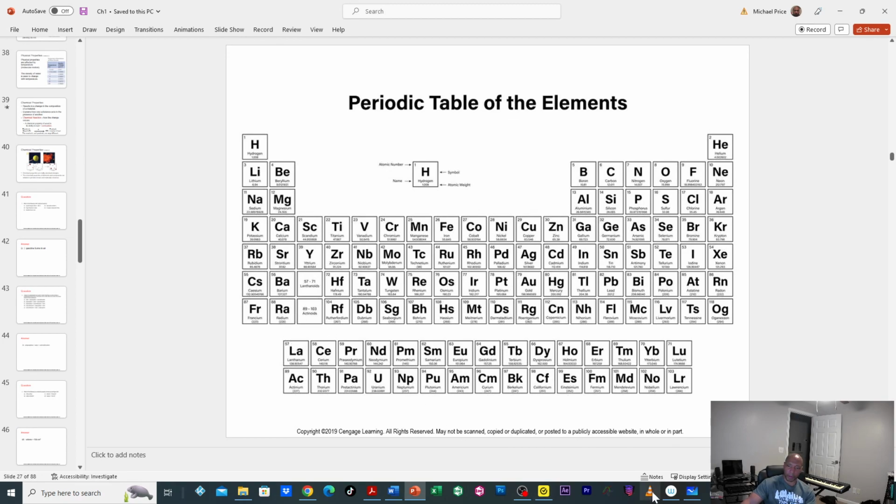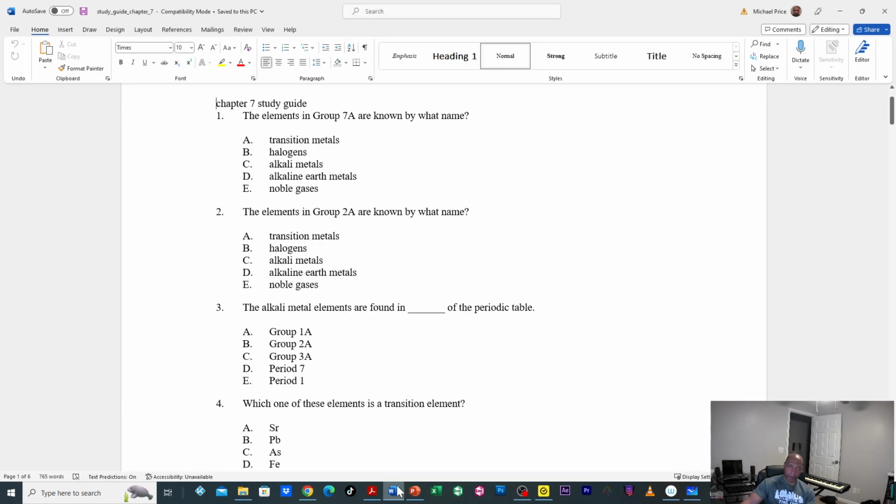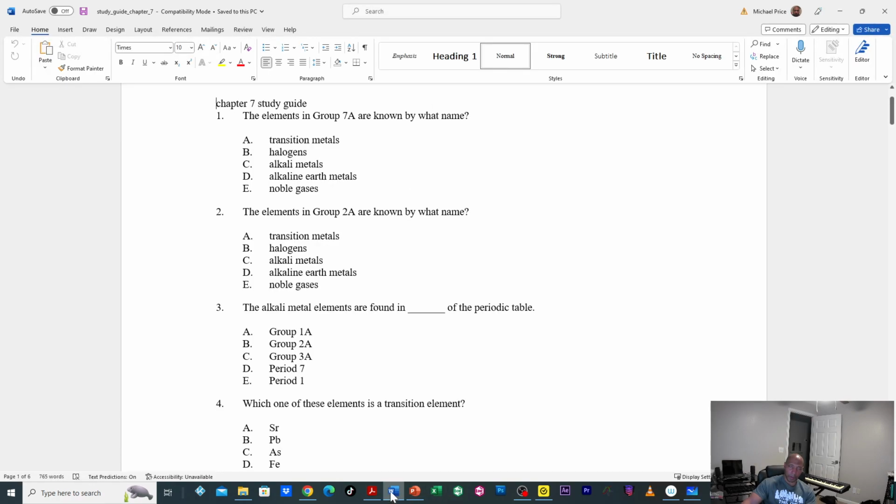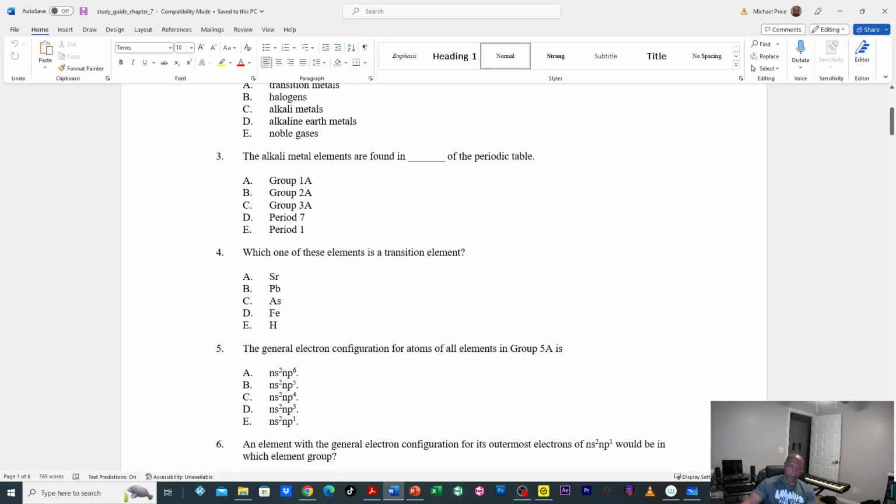Okay, so halogens. Now, elements in group 2A are known as alkaline earth metals. And again, I'll go to my trusted periodic table. These are alkaline earth metals: beryllium, magnesium, calcium, strontium, barium, and radium. You don't have to be so concerned with radium though. But these are my alkaline earth metals in that second group.